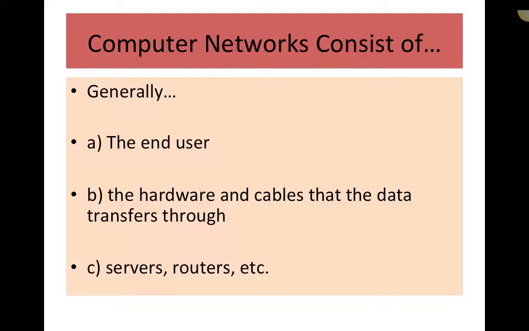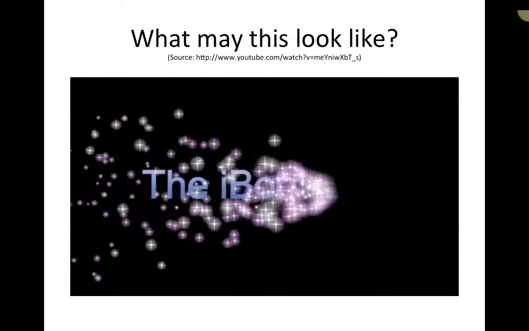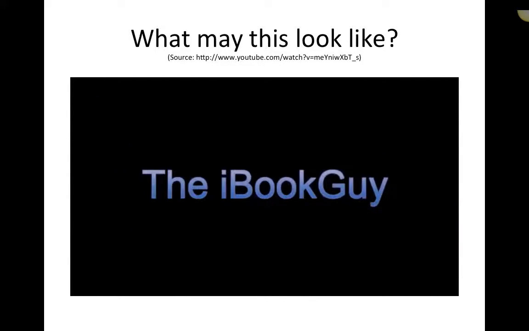So computer networks consist of generally the three components. You have the end user, the client, you have the hardware and cables that the data runs through, and then you have the network hardware such as servers and routers and whatnot. Here's a video that outlines it a little bit.